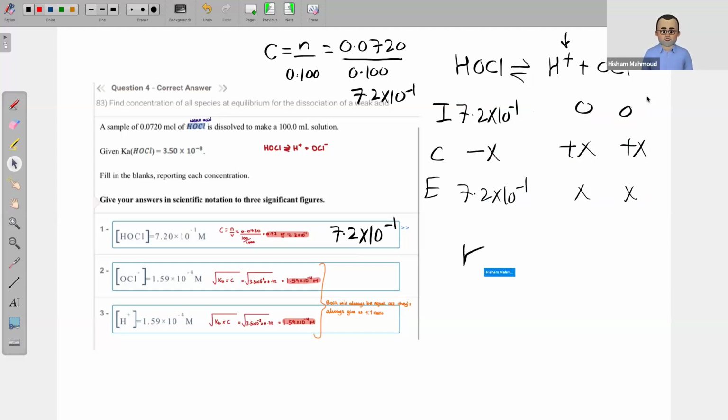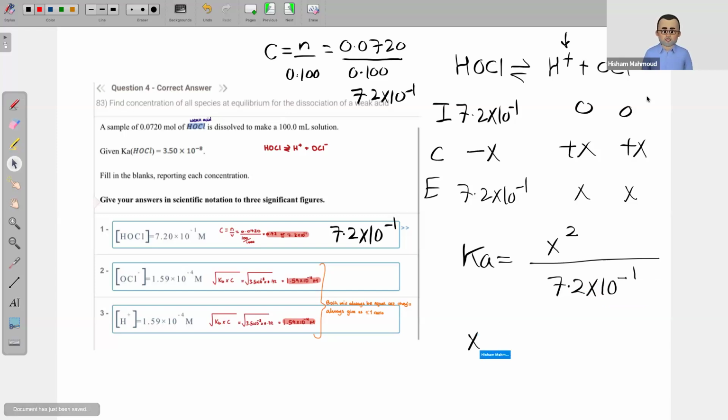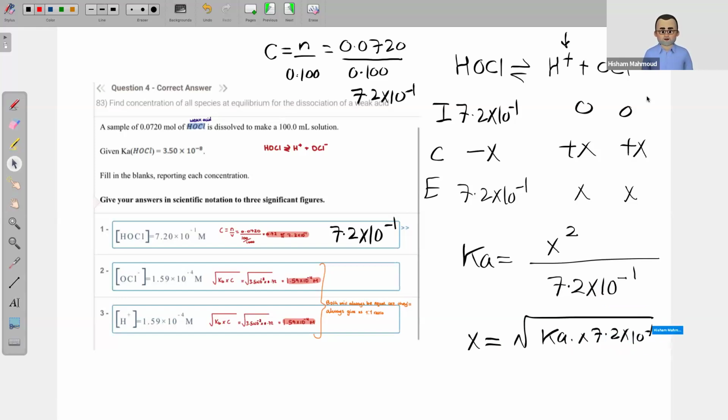So the Ka, or the weak dissociation constant of the acid, is equal to x squared divided by the initial concentration of the acid, which is 7.2 multiplied 10 to the power of negative 1. So x is just equal to the radical of Ka multiplied by 7.2 10 to the power of negative 1. Ka is 3.5 multiplied 10 to the power of negative 8, multiplied by the 7.2 10 to the power of negative 1. That is equal to 1.59 multiplied 10 to the power of negative 4.